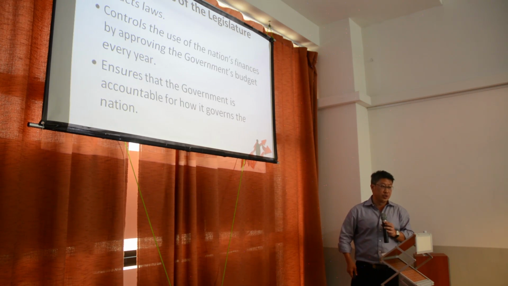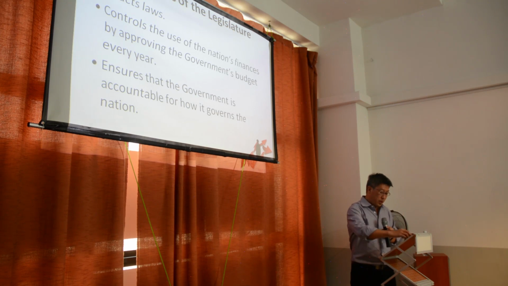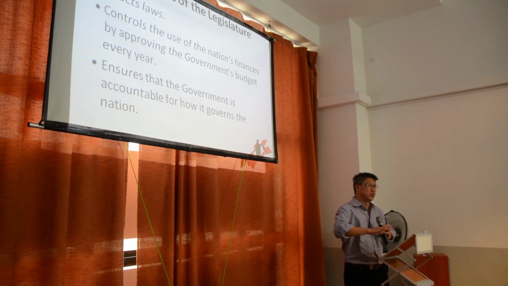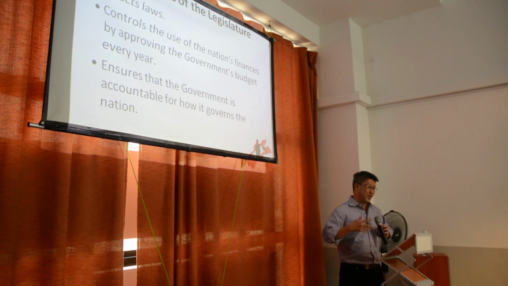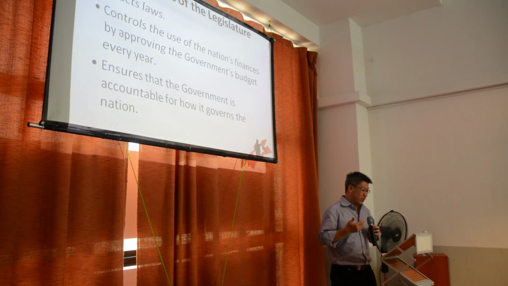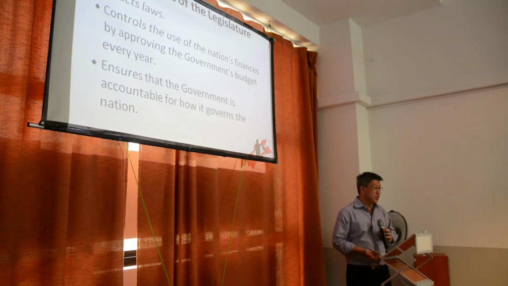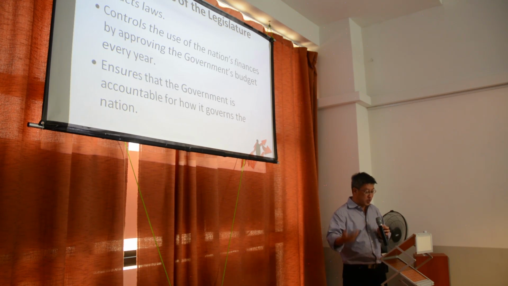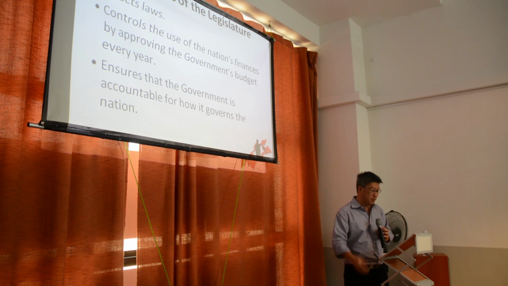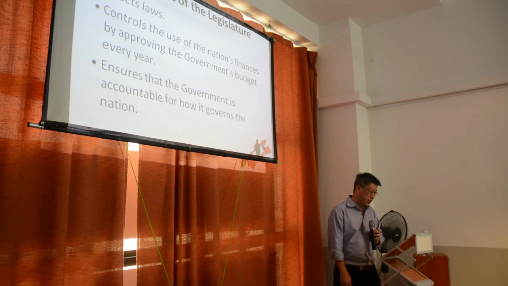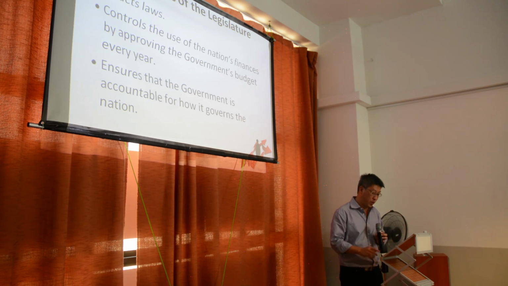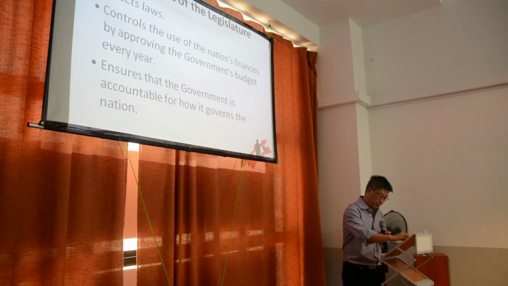So what are the functions of the legislature? You can, I guess, break them down into three main ones. The legislature enacts laws. It controls the use of the nation's finances because it has to approve the government's budget every year, and this happens around the February-March period where there are budget debates in Parliament. And it is also supposed to ensure that the government is accountable for how it governs the nation.